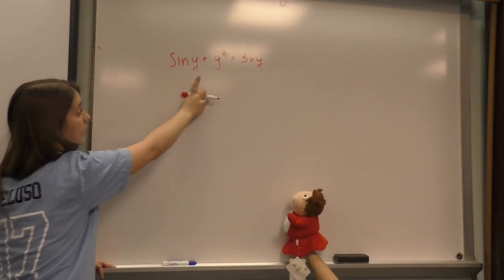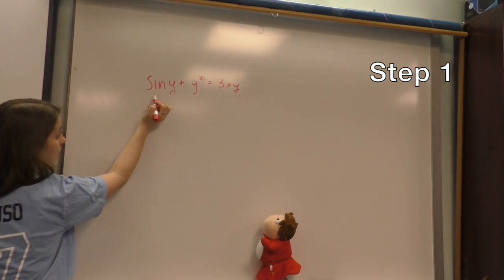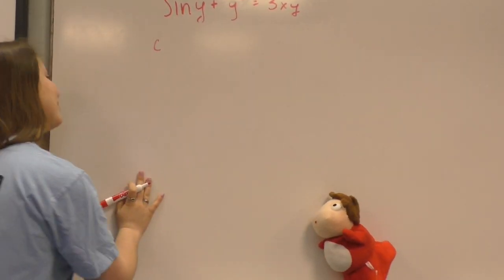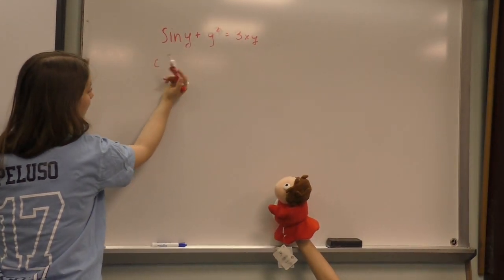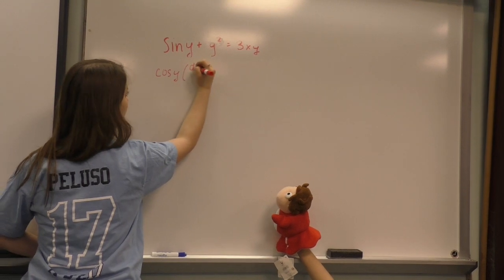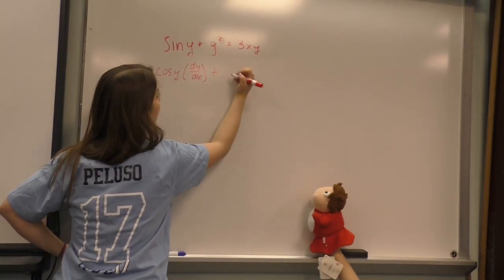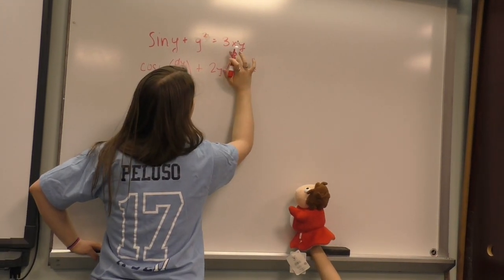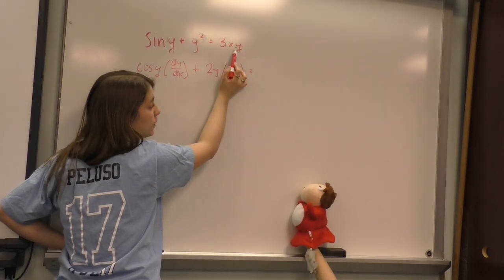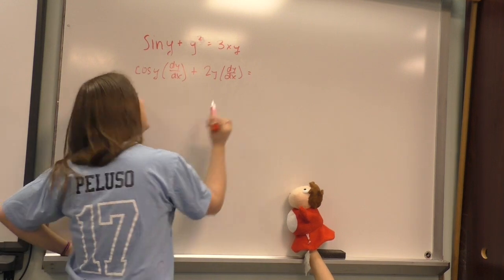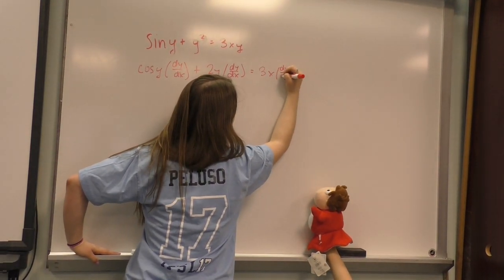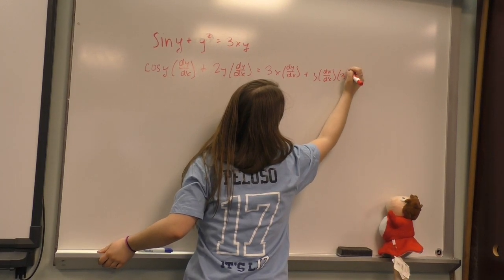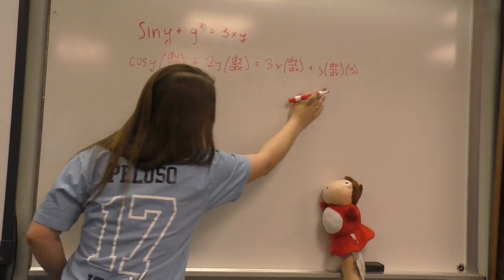So right here we have sine y plus y squared equals 3xy. We know we always have to take the derivative. Wait, what's sine y? It's trigonometry, honey. It's okay. So we take the derivative of sine, which we know is cosine of y. We multiply it by dy/dx, the derivative of y. Next, we find the derivative of y squared, which is 2y times dy/dx. Now that equals the derivative of 3xy. Because we have two variables being multiplied by each other, we need to use the product rule. So we do 3x times dy/dx plus y times dx/dx times 3. We multiply by 3 because the 3 is a constant that needs to be factored in.